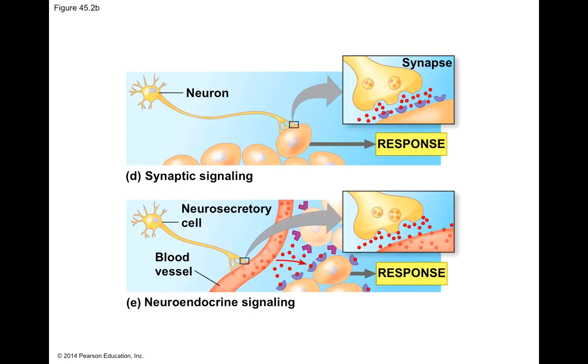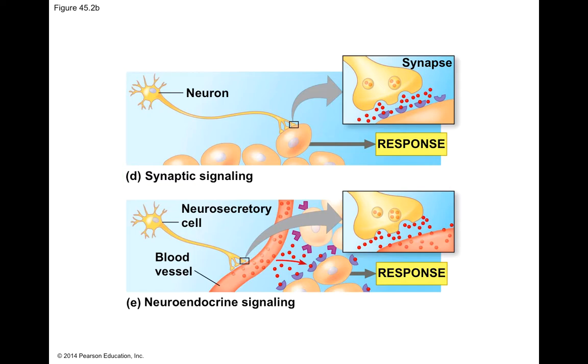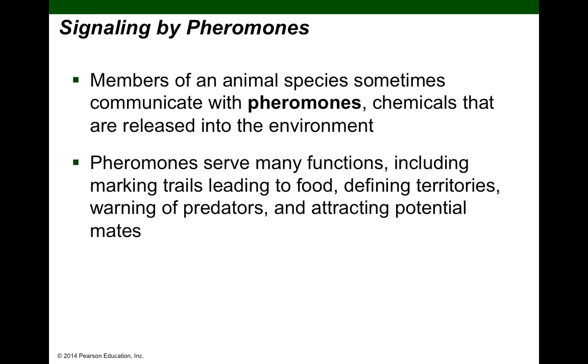There are two different types of neuron signaling as well. In Chapter 48, we saw how neurons can transmit signals called neurotransmitters across a synapse to a target cell. This is called synaptic signaling. There are other specialized neurons called neurosecretory cells that secrete signals called neurohormones that go directly into the bloodstream and travel to their target cell. This is an example of the overlap between the endocrine and nervous systems.